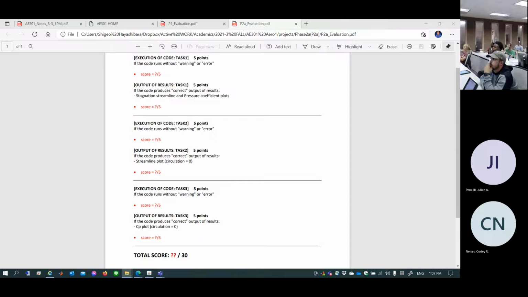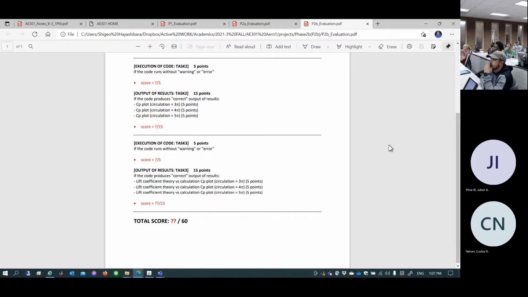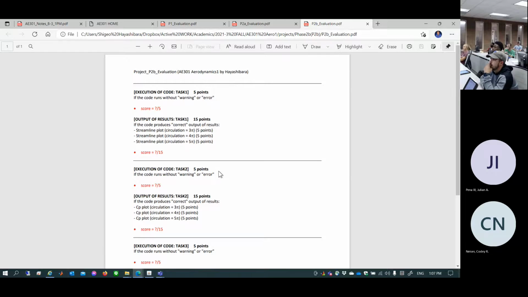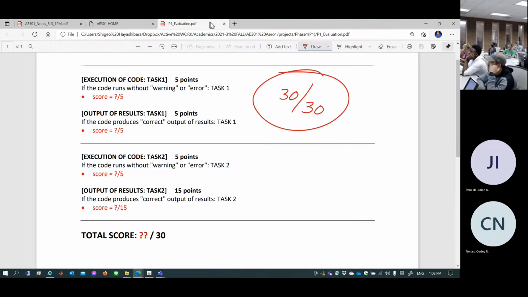Phase 2B is flow of a circular cylinder with a spin. Again, very similar. This is out of 60 points because I'm going to take a look at more things like lift coefficient, CL versus calculation, CP. We're going to cover that later. Don't worry about it. For phase 2A and 2B, I'm going to evaluate your work based on this evaluation sheet. And I'm probably going to post it online so that you can take a look at it. Phase 1, you got 30 out of 30 to begin with. So you have some money in the bank to begin with. Question?